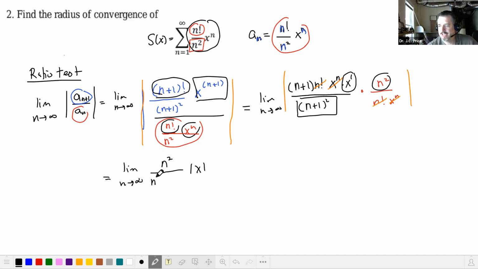So I'm going to write that as n squared plus 2n plus 1. I'm going to multiply it out just so you can see when I take the limit, it's very clear what I'm going to get on here.